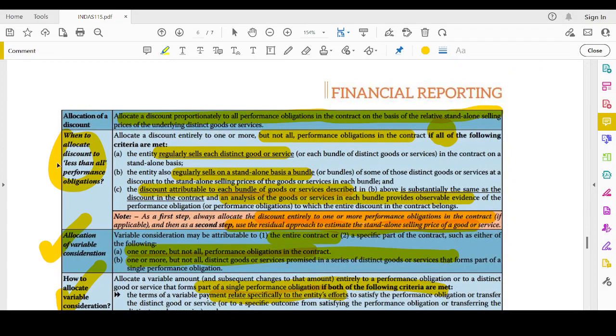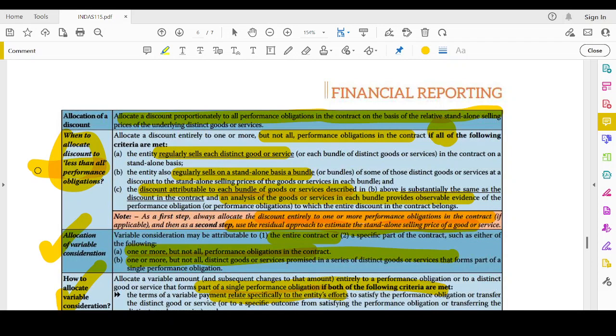When to allocate to less than all performance obligations? Say I deal with products A, B, C, and D, and I give all four products in the same package. Even if the customer buys product B separately, I give them 600 rupees discount, and for product C separately, 400 rupees discount. And for the entire package, I'm giving 1,000 rupees as discount. So it is very close to the individual discounts I provide, so this discount should rationally be allocated only to products B and C, and not to all the products based on standalone selling prices.